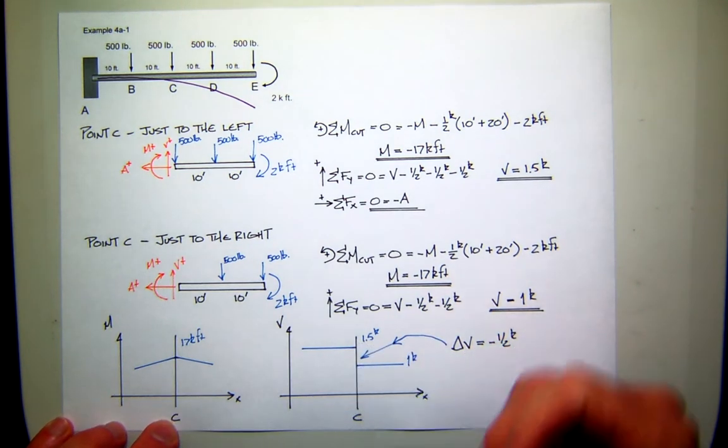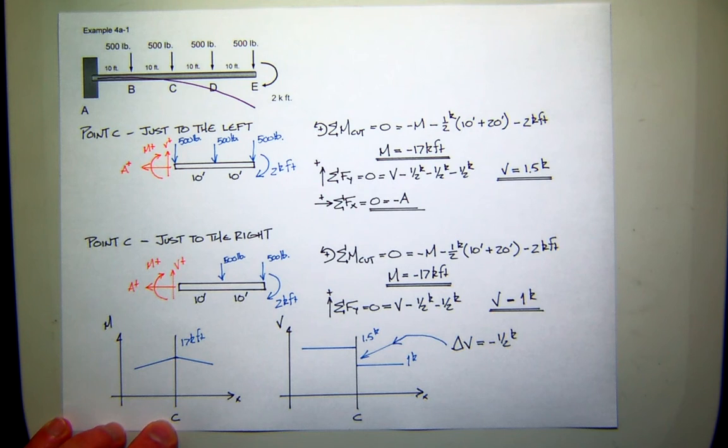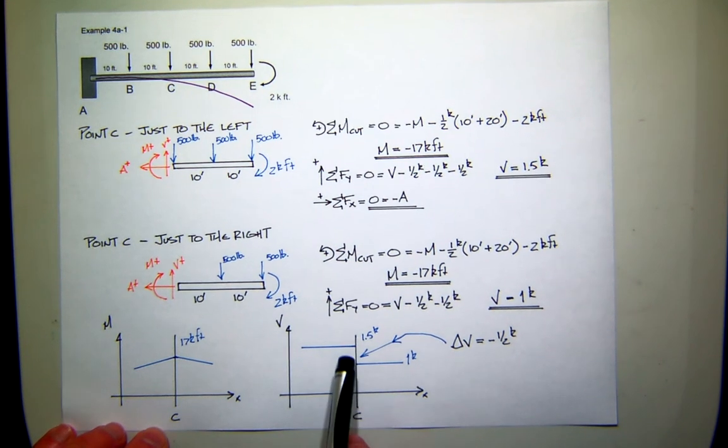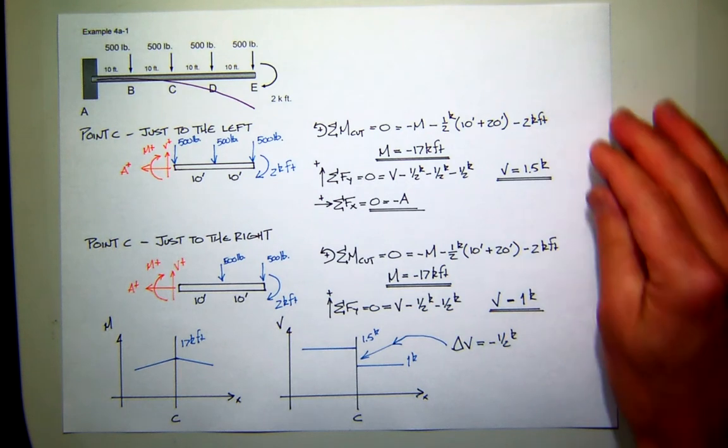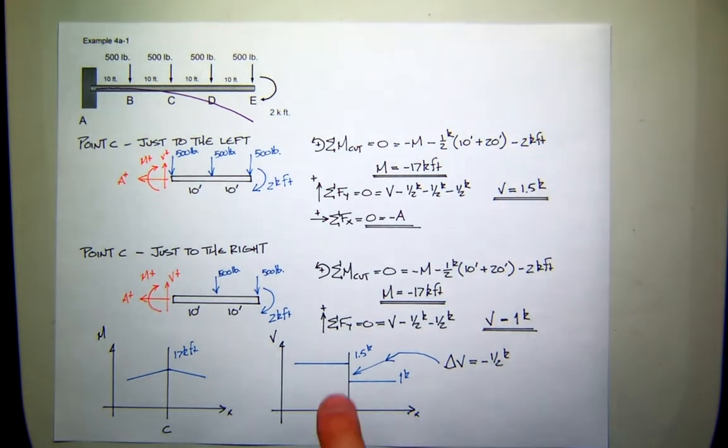So if I ask you what's the value of the shear at C, what are you going to tell me? I don't know. On the left side it's 1.5, and on the right side it's 1. Which one would be more critical to deal with? The 1.5. So if you had to deal with stress or any kind of secondary effect, you're going to look at locally, you'll look at the larger of the two values.